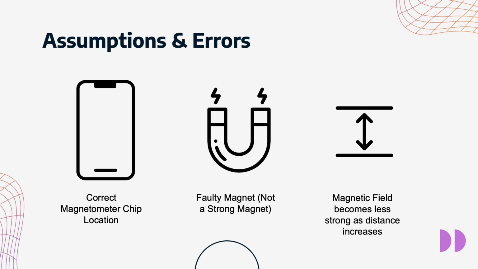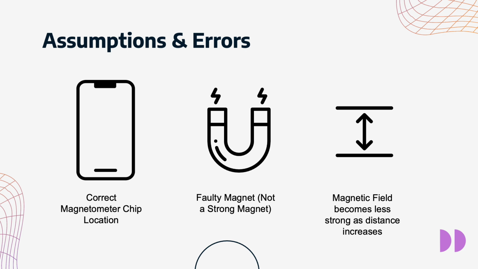And finally, when it comes to some assumptions and errors that we could have made throughout this experiment, first it comes to making sure we had the correct magnetometer chip location. It could have been really faulty when we originally did it, which would have messed up the entire experiment. As well as a faulty magnet. If it's not a very strong magnet, you're not going to get a very good value, and it won't be working as you would like it to. It'll just be a lot smaller.